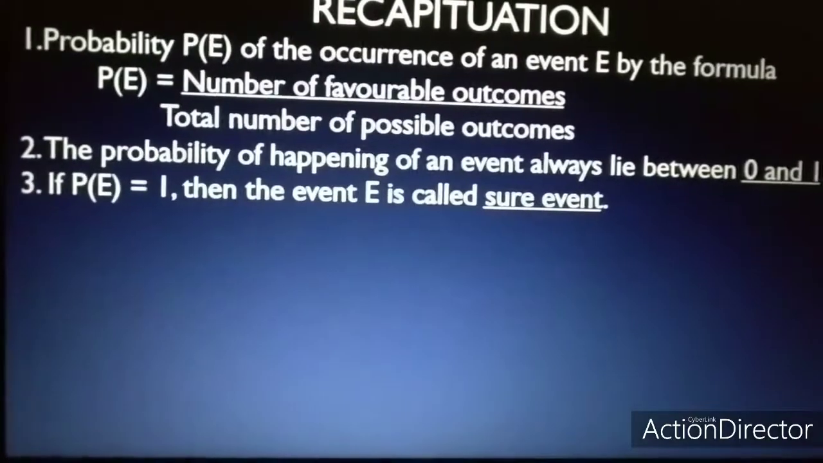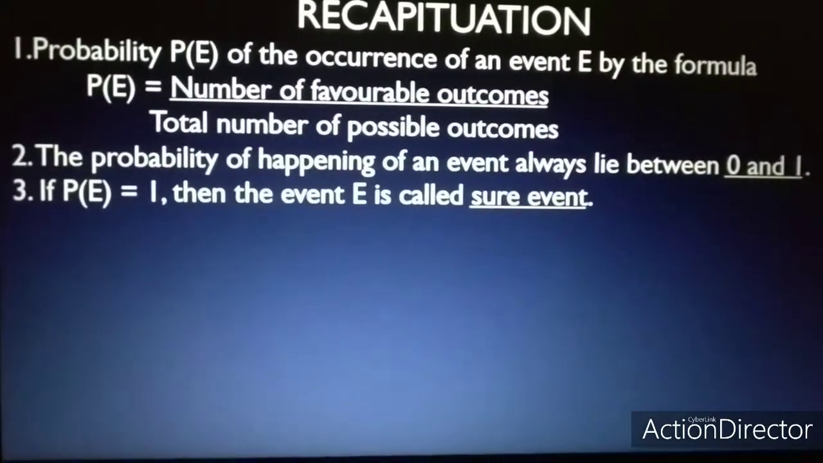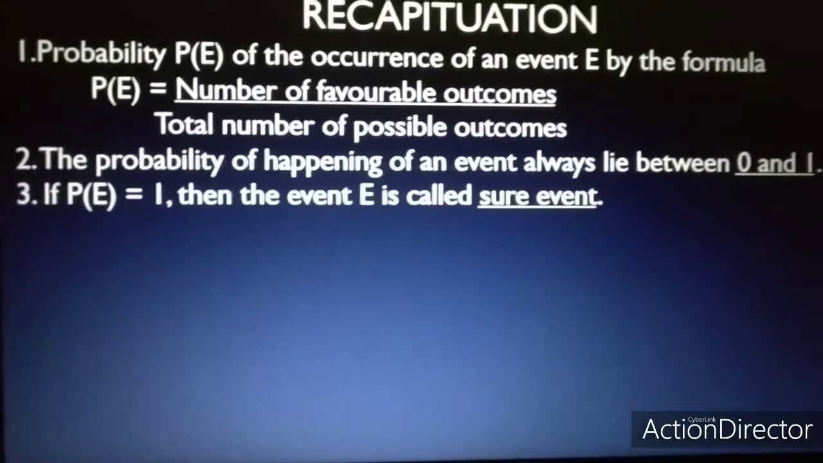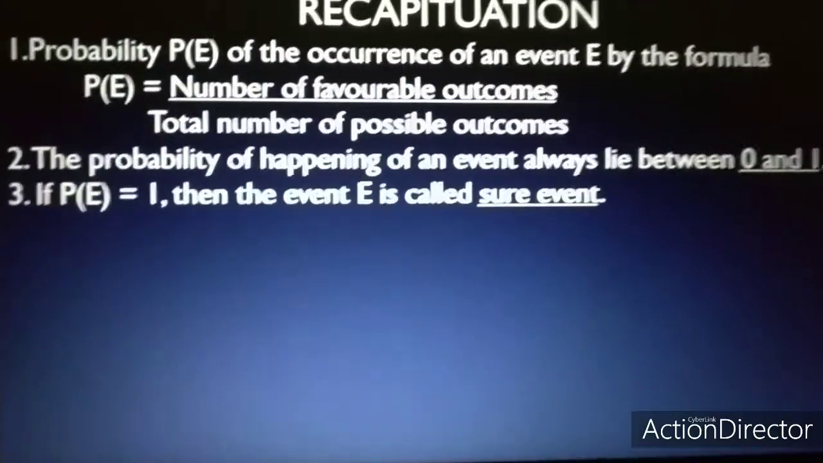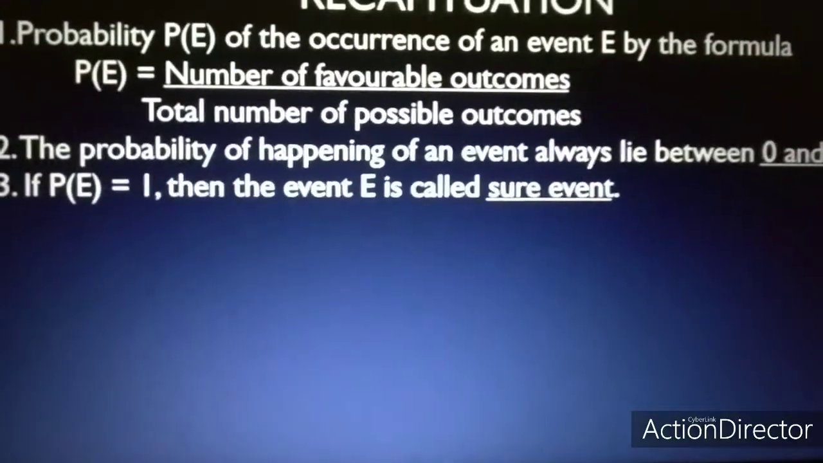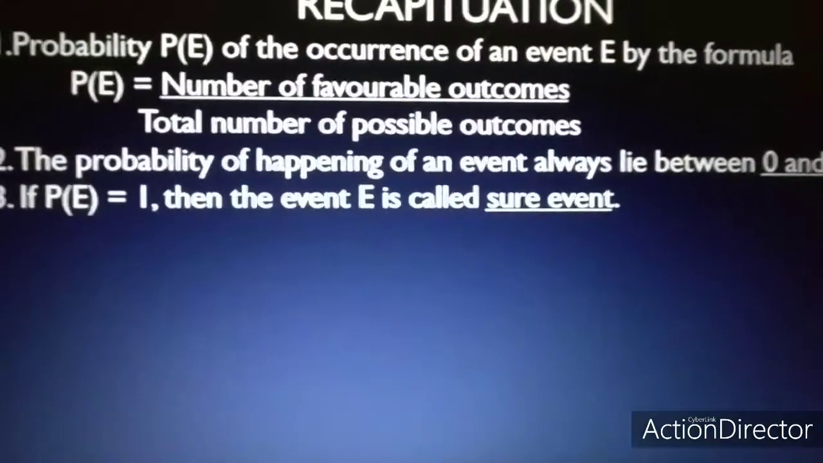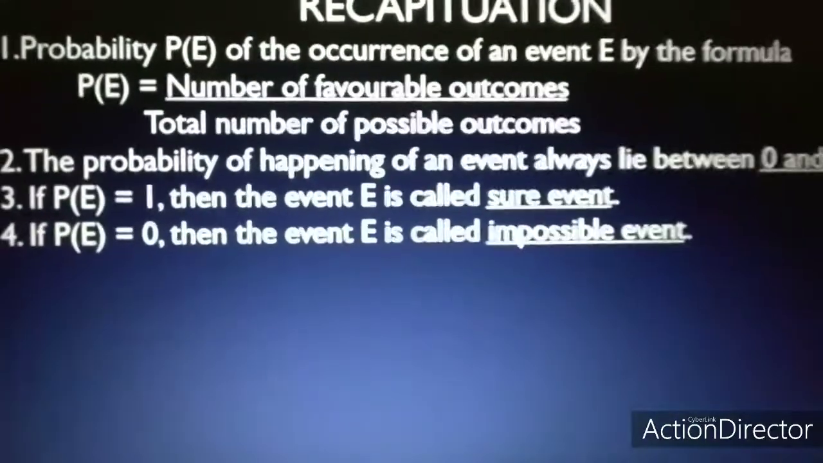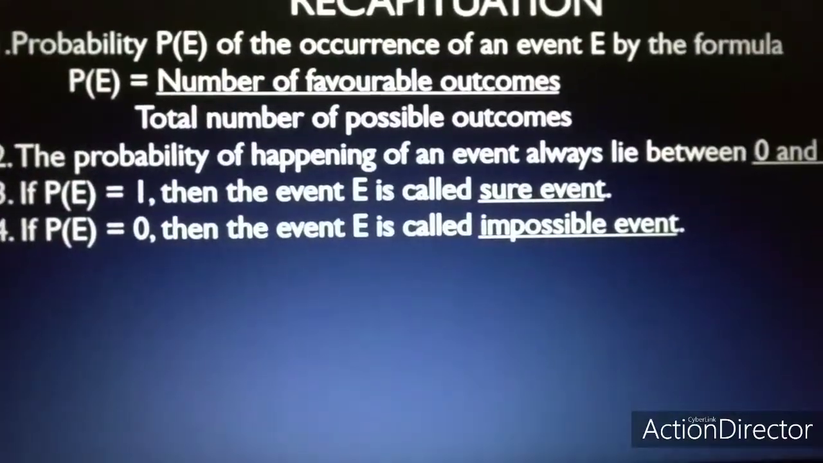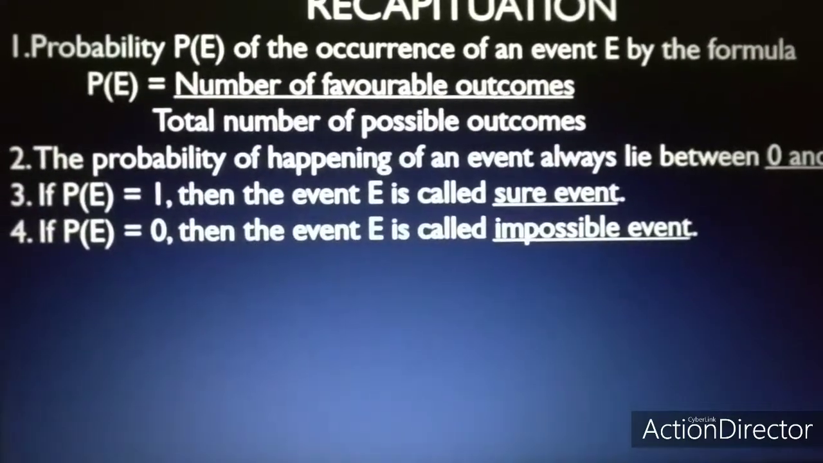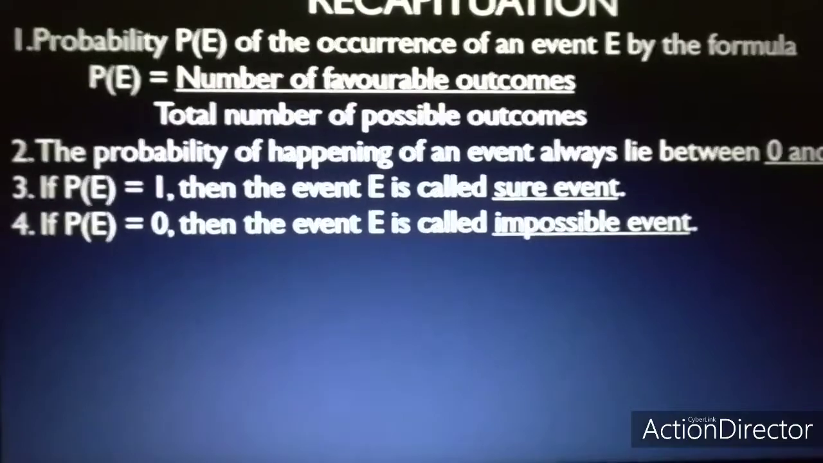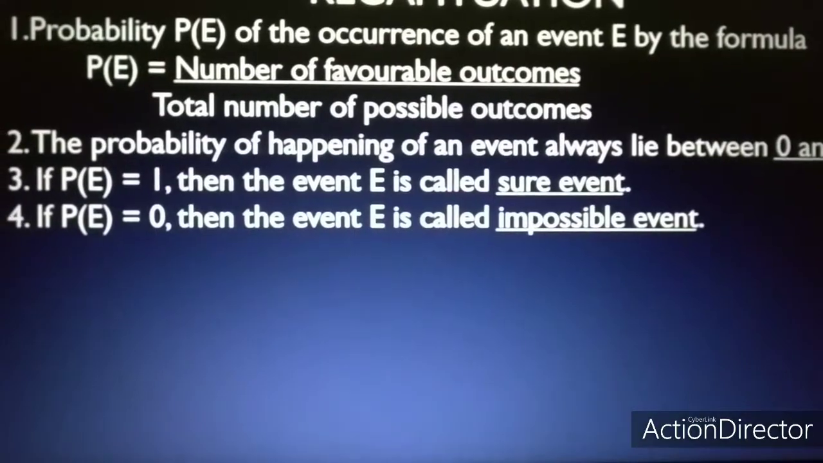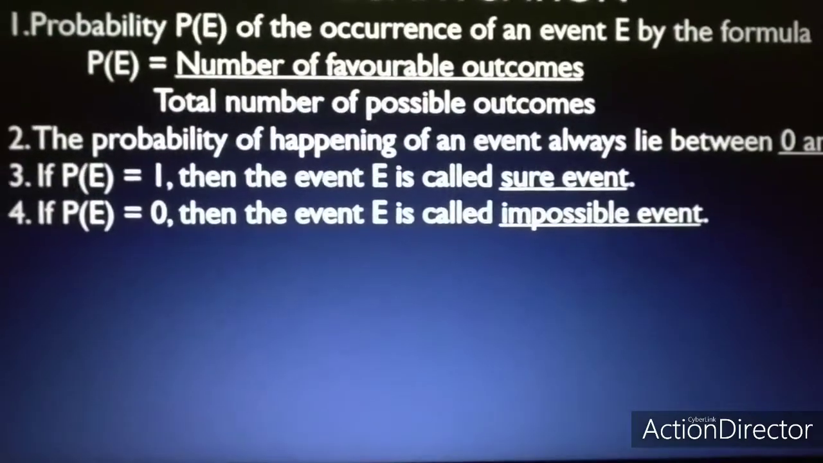Next, if P of E is equal to 1, then the event E is called a sure event. That is, if you are getting the answer as 1, that event you call a sure event. Example, if I say the sun rises in the east, this event happens surely. So that means the probability will be equal to 1. Next one, if P of E is equal to 0, then the event is called an impossible event. Example, if I am asking for the number 7 on a dice, is it possible? No, it is not possible. So in that case, the probability of the event will be equal to 0.